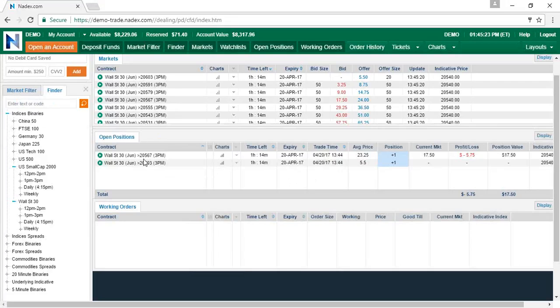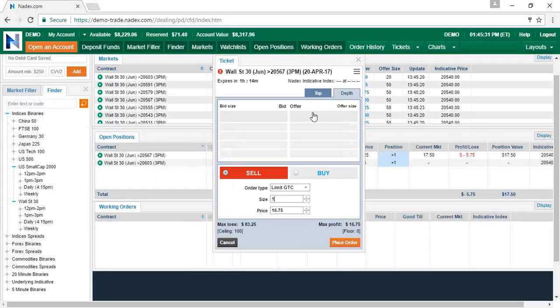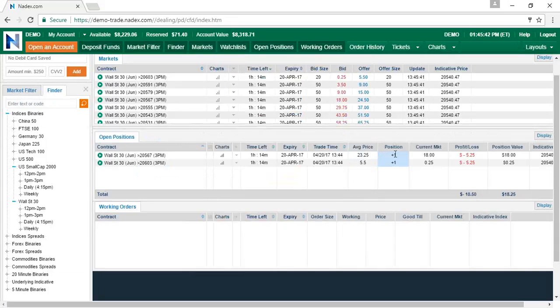Okay, well, how do I do that? Well, right here, you see I bought it for $23.25. It's in my open orders. All I have to do is click that order, and it automatically opens a ticket, and it's already marked what? Sell, because I bought that, right? You see here, +1, that means I bought it.